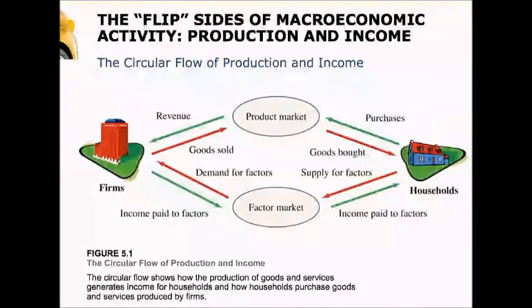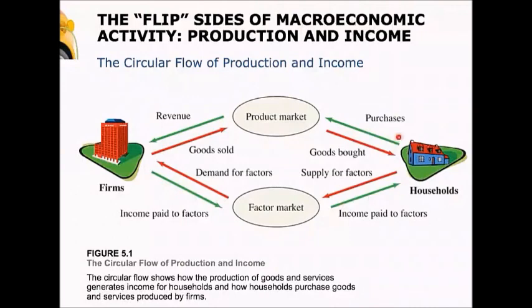We have another market called the factor market. The factor market is where factors of production are bought and sold. So we buy and sell labor, capital, and other factors of production which go into the production of the goods and services which are then sold in the product market. So if we look in the factor market, households supply these factors. Households are the laborers. They are the owners of capital. They are the entrepreneurs that are selling these factors of production to firms. Firms are doing the demanding for those factors. In exchange, they're paying income to the factors of production, and that income is received by the households.